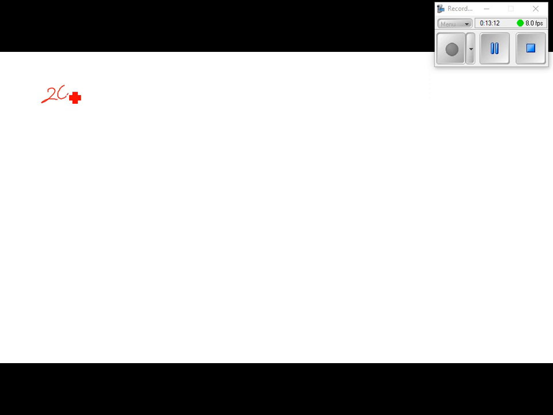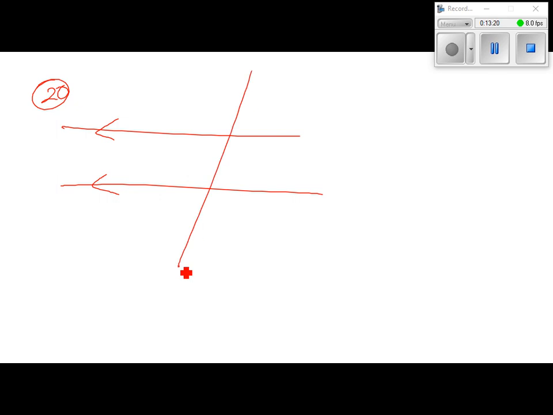Problem 20. They give us a picture, it looks like this. They tell us that these two lines are parallel. This is our transversal. This is 8x minus 10, and this is 7x. I'm going to stop right there before I write in the y stuff. Those two angles are alternate interior angles, so they have to be congruent. So 8x minus 10 has to equal 7x.